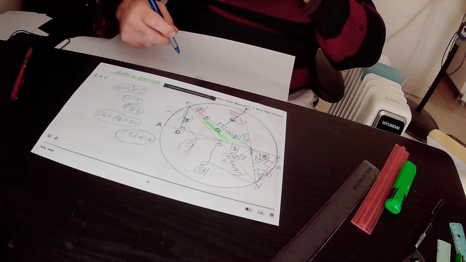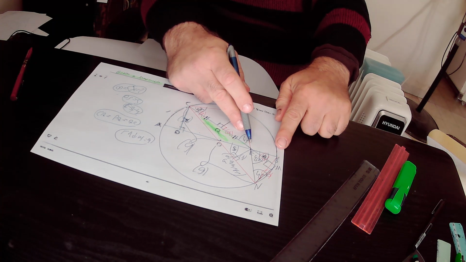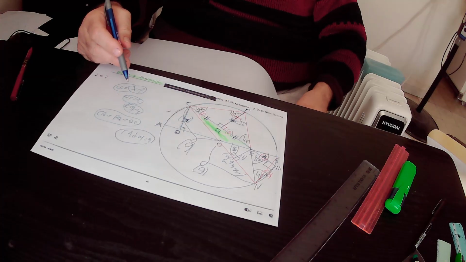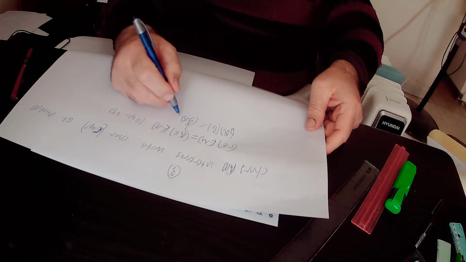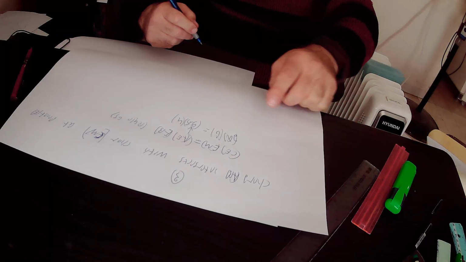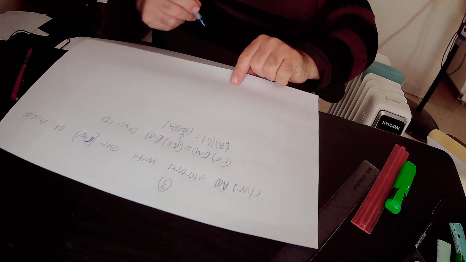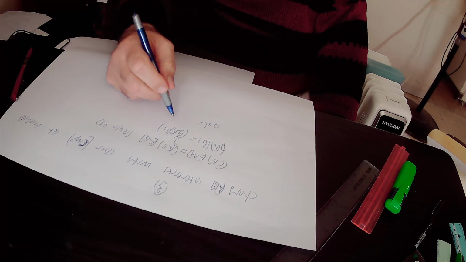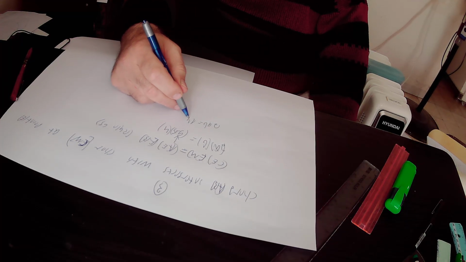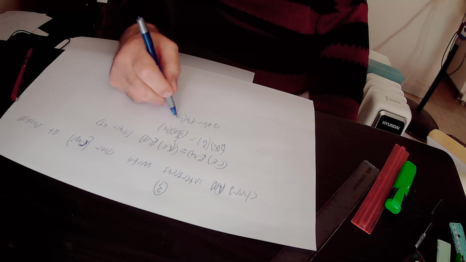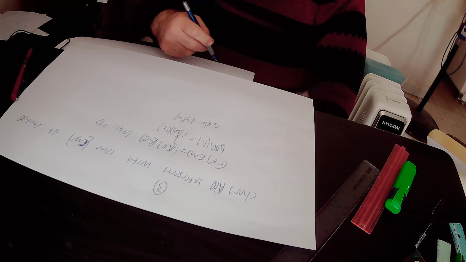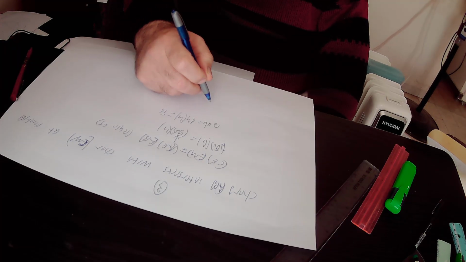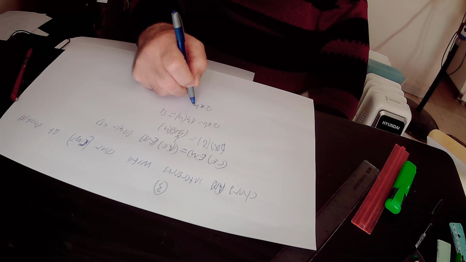Times EB. EB equals 4 units, according to what is given in the question. So EB equals 4. In total we find that 2AB equals 9 plus 4, which is 14, times 4. So 2AB equals 14 times 4, that is 56. We find that 2AB equals 56.